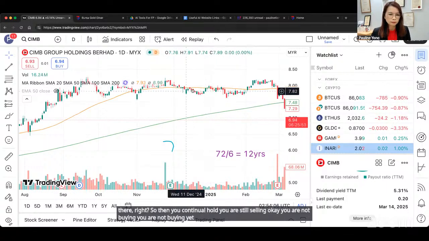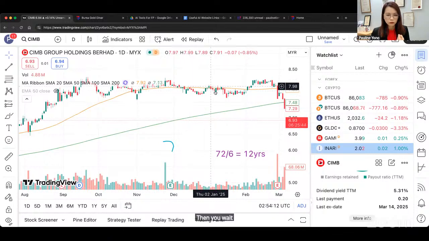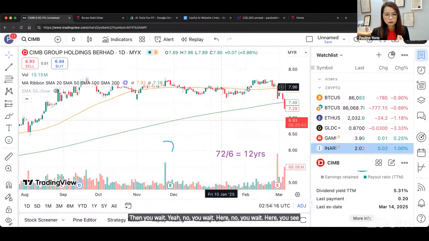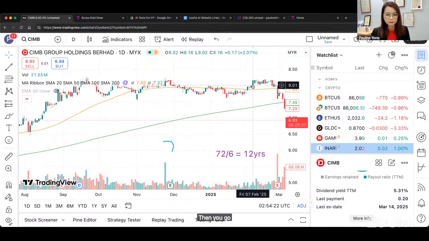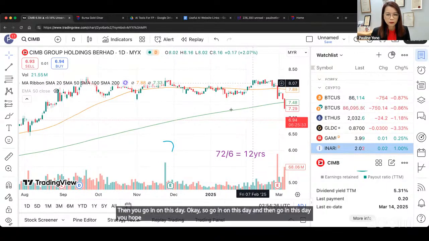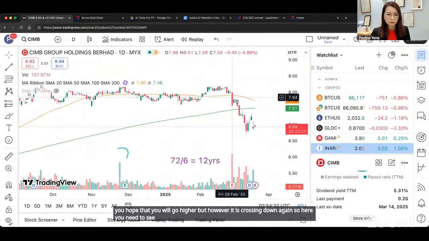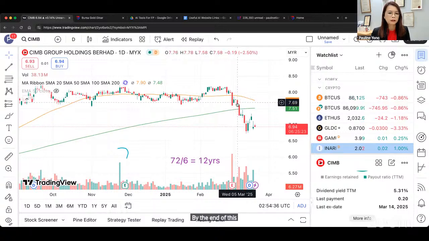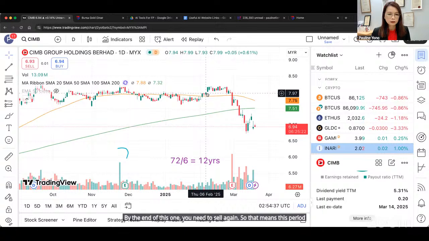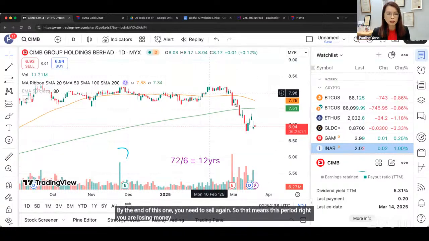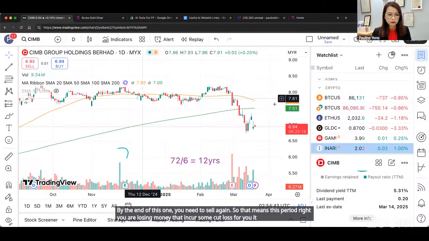You sold here, and then you have the cash. You are waiting to buy. So then you wait. Here, no, you wait. Here, no, you wait. Here, you see 1, 2, 3. Then you go in on this day, and then you hope that it will go higher. However, it is crossing down again. So here you need to see 1, 2, 3. By the end of this one, you need to sell again. So that means during this period you are losing money. That incurs some cut loss for you because it is a horizontal trend here.